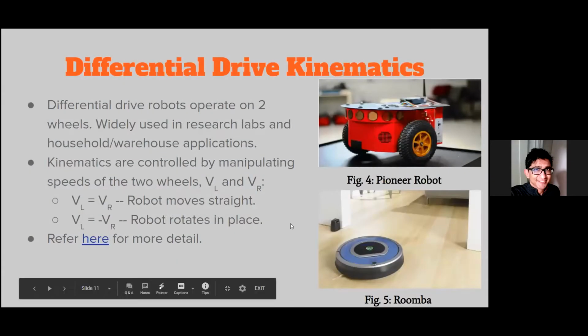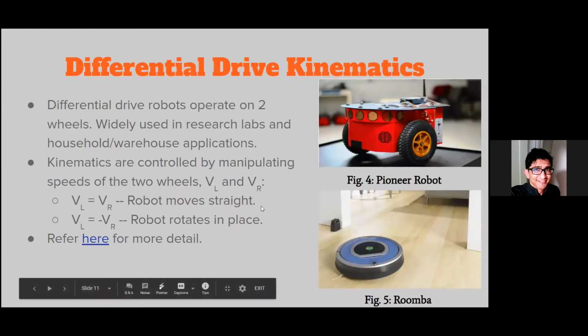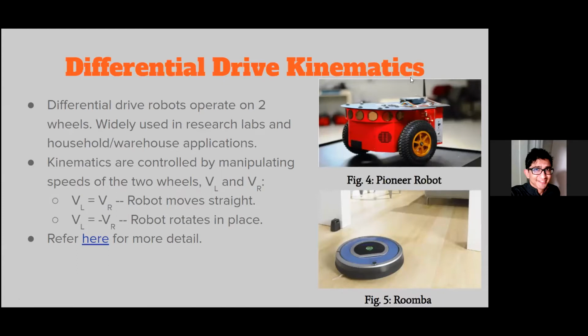Okay, so now let's talk about a particular type of robot which you will be working with in the activities and lessons, and that is called the differential drive robot. The differential drive robot is arguably the simplest type of robot out there. It operates on two wheels. Sometimes you have a third wheel. In this picture it's not visible, but power is usually not given to the third wheel. Power is usually given to these two wheels.